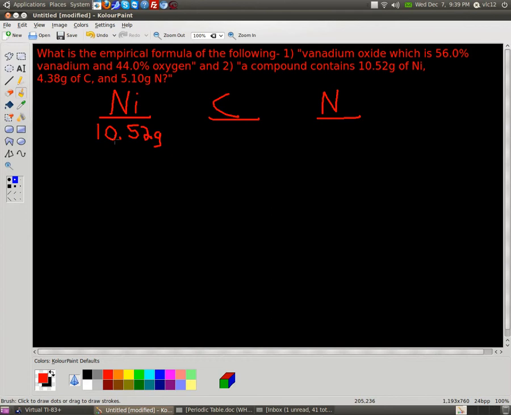So we have 10.52 grams of nickel, 4.38 grams of carbon, and 5.10 grams of nitrogen. Now, first thing I'm going to do is convert these guys to moles. So I'm going to divide them by their individual molar masses. Now remember, I need a periodic table to do this.